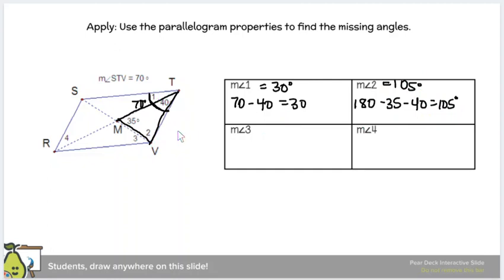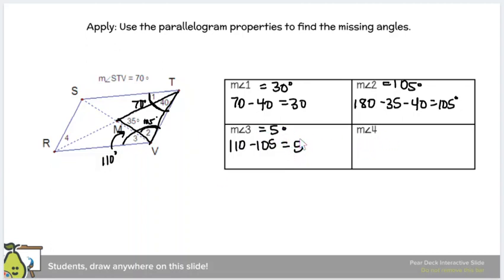For the measure of angle 3, we talked about how in a parallelogram, the consecutive or adjacent angles will be supplementary. So since angle STV is 70, then angle TVR must be worth a total of 110. So if this is 110 plus the 70, that means they're supplementary. We already knew that angle 2 was worth 105, so to find angle 3, we're just going to subtract 110 minus 105, which is a difference of 5. So the measure of angle 3 is only 5 degrees.